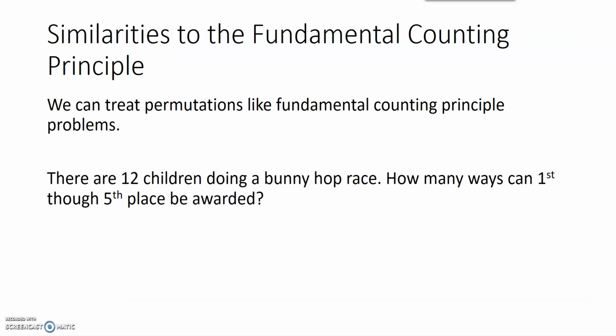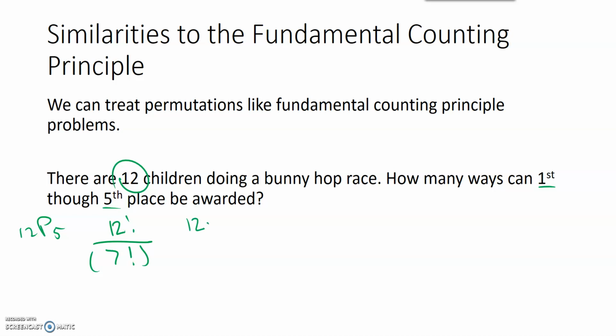Okay? There are 12 children doing a bunny hop race. How many ways can first through 5th place be awarded? Okay, so this is really 12P5. I'm picking 5. First, second, third, fourth, fifth. I can do it that way. I could use my formula. I'm actually going to show you how this works with the formula here. So I have n, which is 12 factorial over n minus r, which would be 7 factorial.